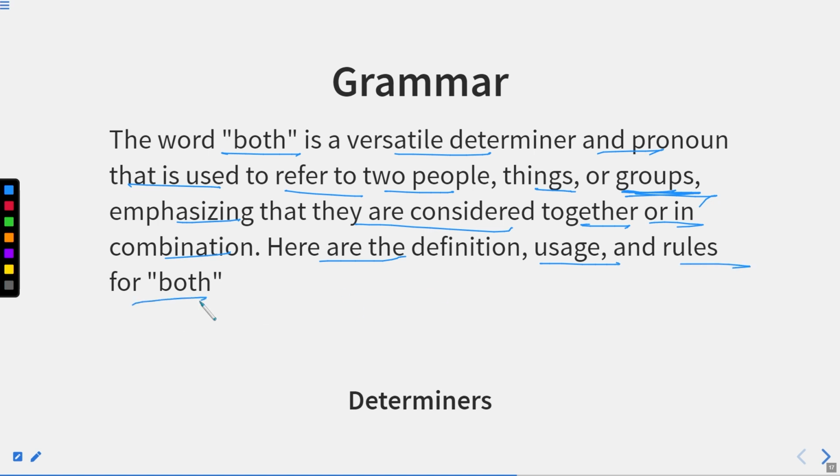Now, one more thing about both is that both is always a positive word only. Both is a positive word. It cannot be used in a negative sense, or in negative sentences. Both is typically a positive word only. This is another key point for the word both.